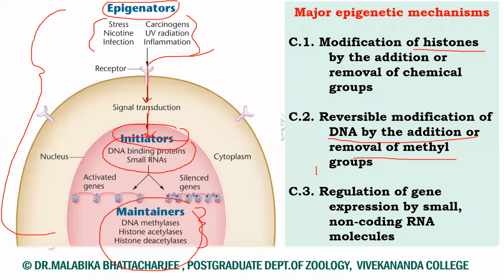So this is the epigenome. We have these epigenators passing the signal to initiators, such that the maintainers either change the conformation in favor of gene expression or change the conformation in favor of gene silencing. So this is the epigenetic state of a cell. And this epigenetic state of a cell is known as the epigenome.